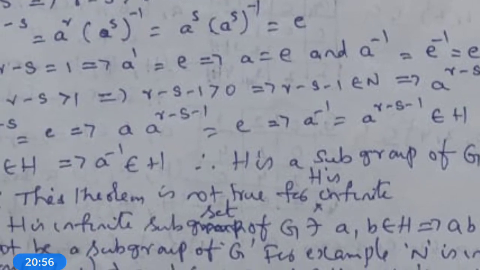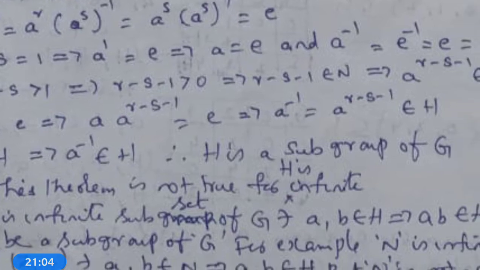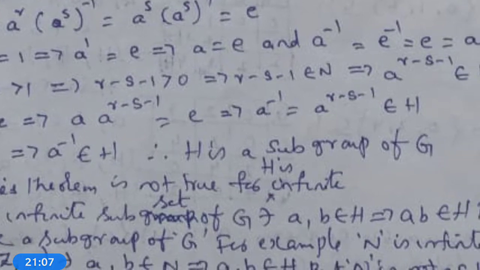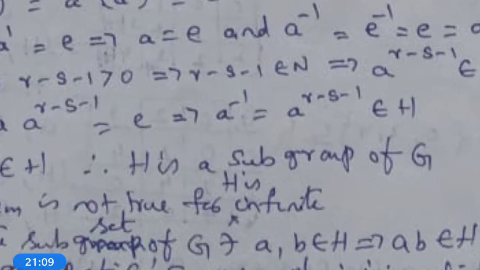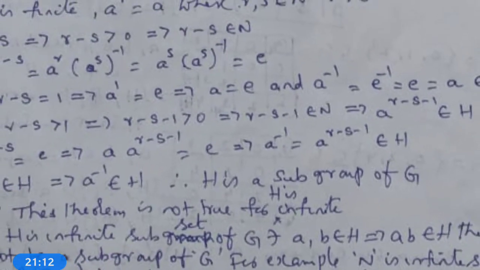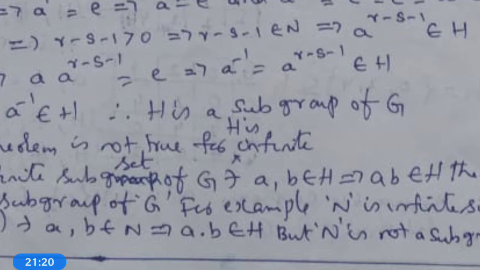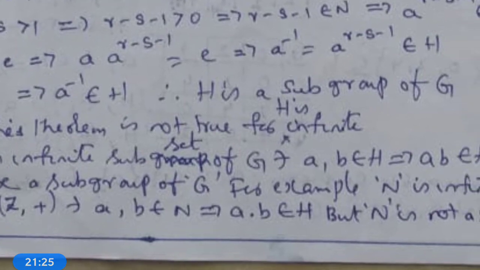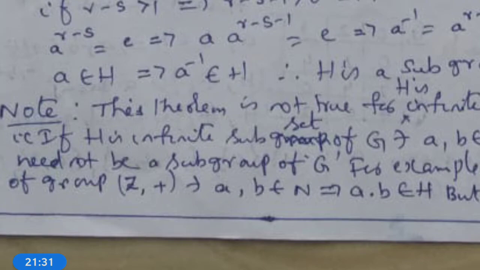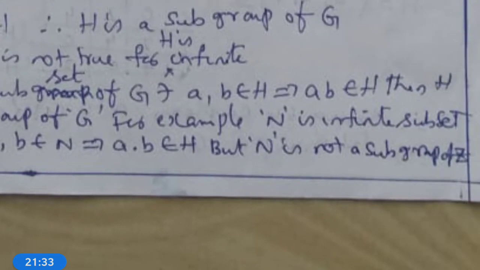How is this result obtained? If A into B = E, then B is called the inverse of A. Therefore, what is B? B = A^(r-s-1). Therefore, A inverse = A^(r-s-1) belongs to H. Therefore, A belongs to H implies A inverse belongs to H. So, every element is invertible in H. Therefore, H is a group and H is a subset of G. Because H is a non-empty complex, H is a subgroup of G. So, the theorem is proved.